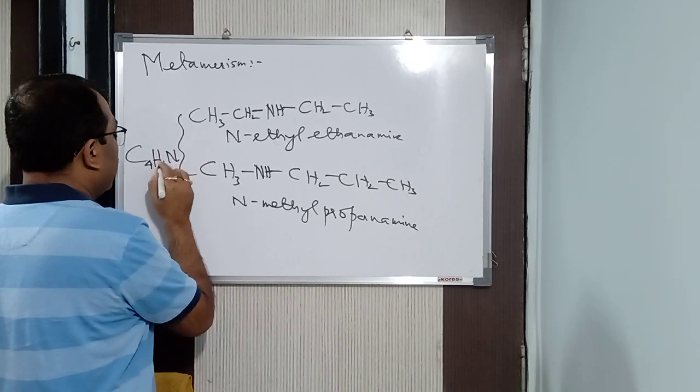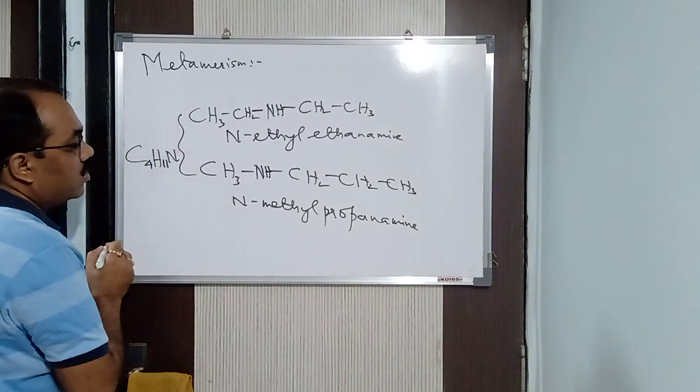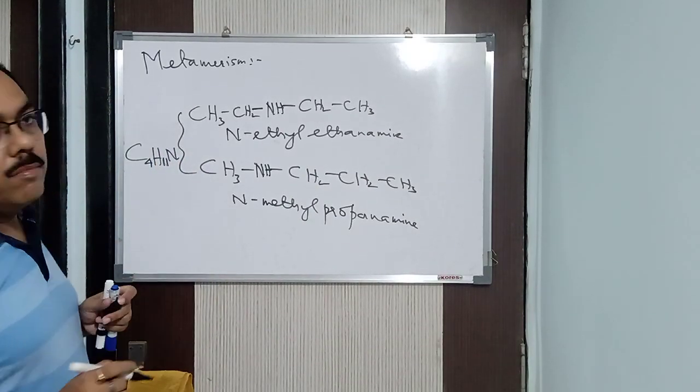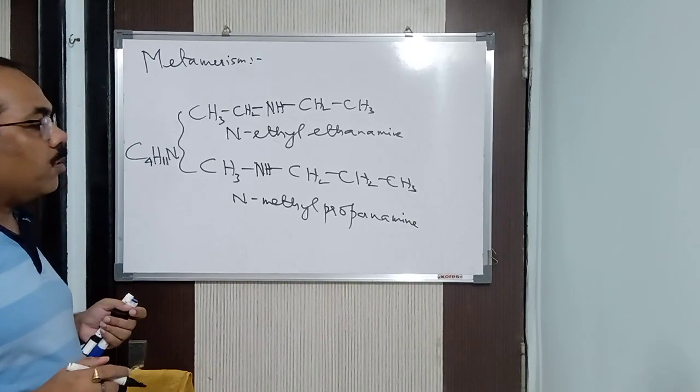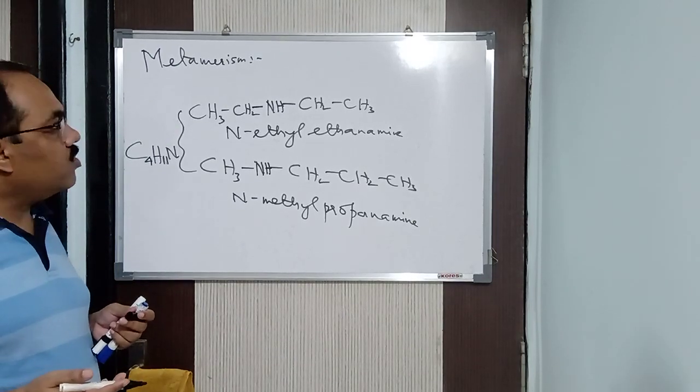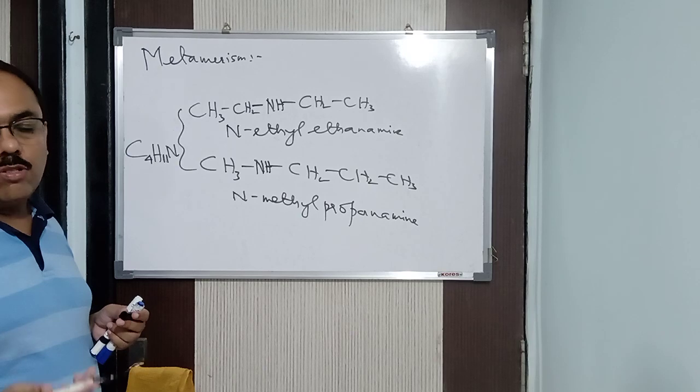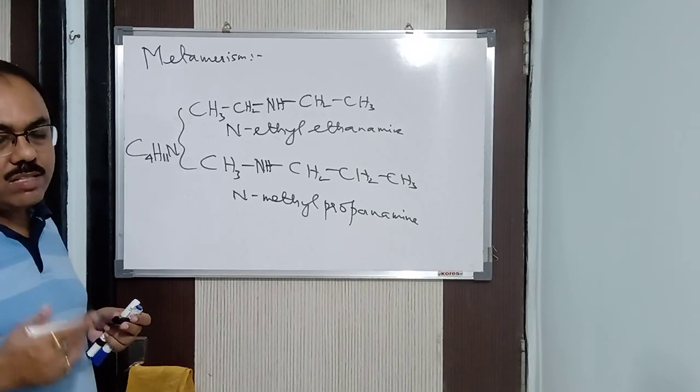C4H11N, we can say that. That is C4H11N. So it is N-methyl propanamine in this way. So they show metamers. So they come under metamers. This is known as metamerism.